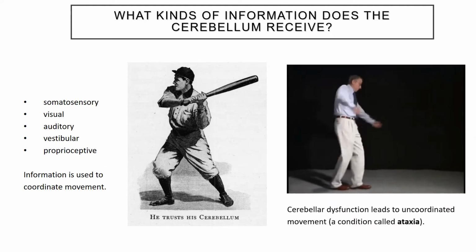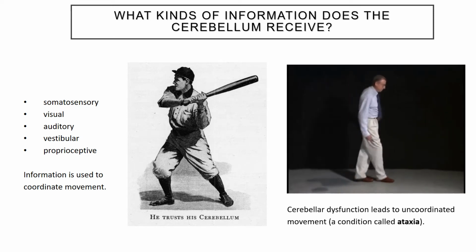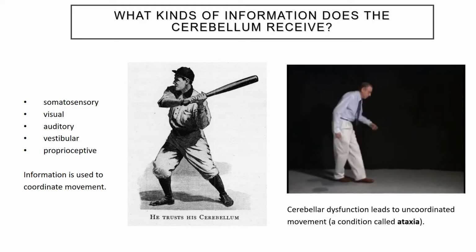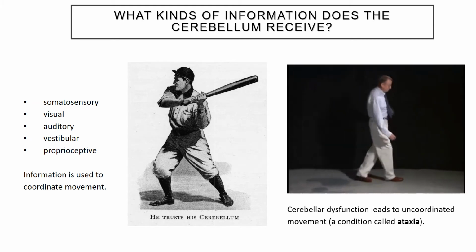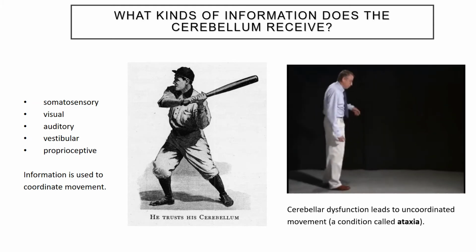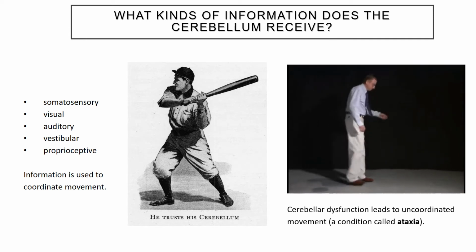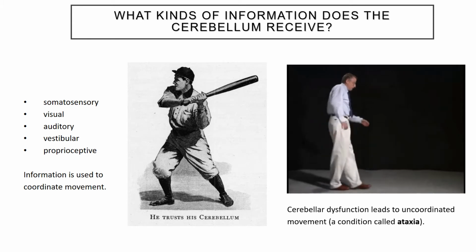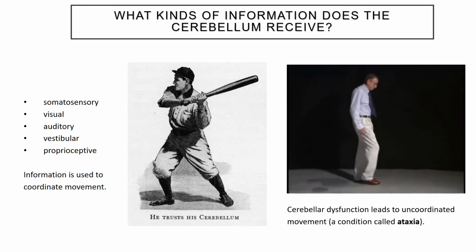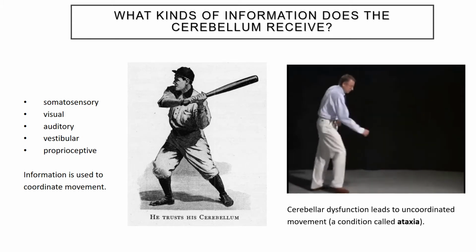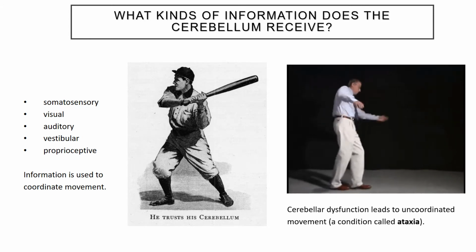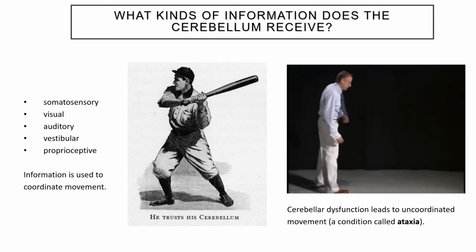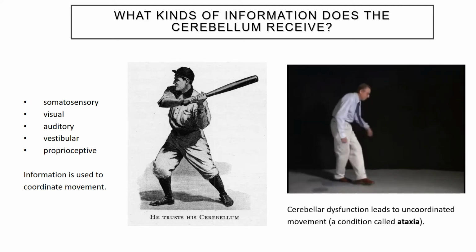We don't think about our cerebellum all that much, and I would actually argue that it's unfortunately an understudied area of the brain, despite its critical importance. We do know that it plays a significant role in certain dysfunctional systems. So cerebellar dysfunction is associated with uncoordinated movement. We refer to this condition as ataxia, and a lot of ataxias are rooted in cerebellar dysfunction.